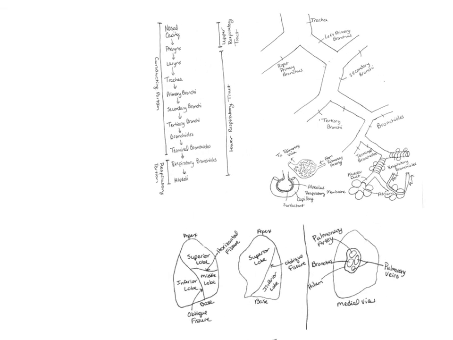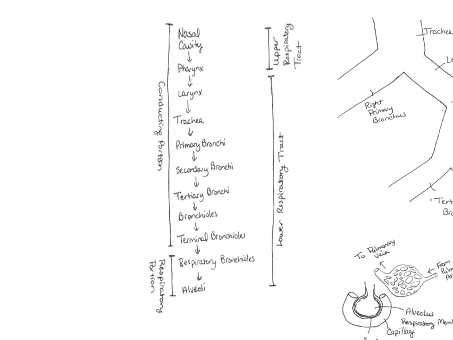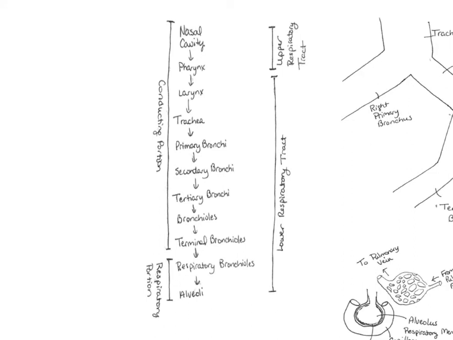We could classify and divide up the respiratory system either by a conducting system and a respiratory system, or by an upper and lower respiratory tract. So we're going to go over the classification that way first. So let's look at the upper respiratory tract.